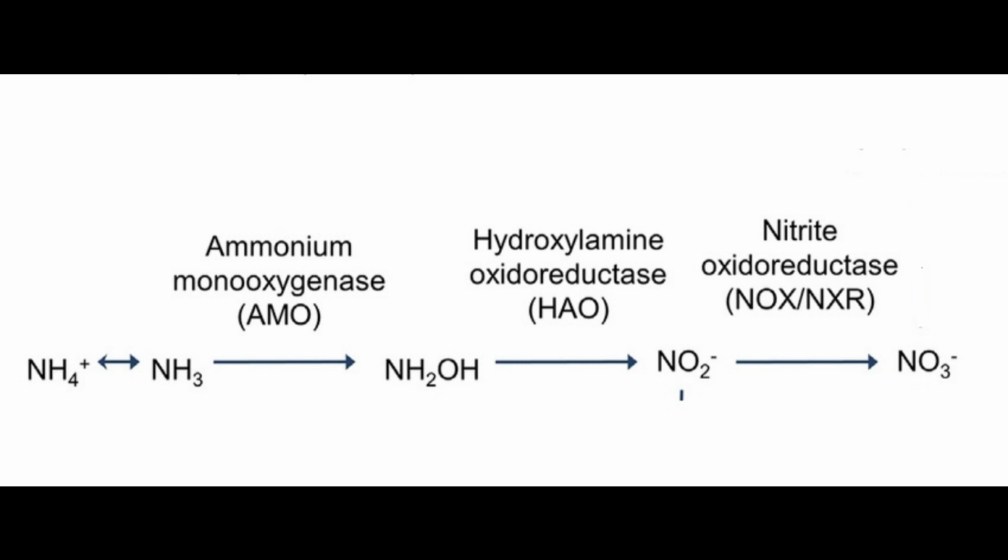Nitrification is initiated by the ammonia monooxygenase enzyme, which oxidizes ammonia to hydroxylamine. The hydroxylamine oxidoreductase then oxidizes the hydroxylamine to nitrite, and in a manner similar to denitrification, this step involves a nitric oxide intermediate. The nitrite is finally converted into nitrate by the nitrite oxidoreductase.